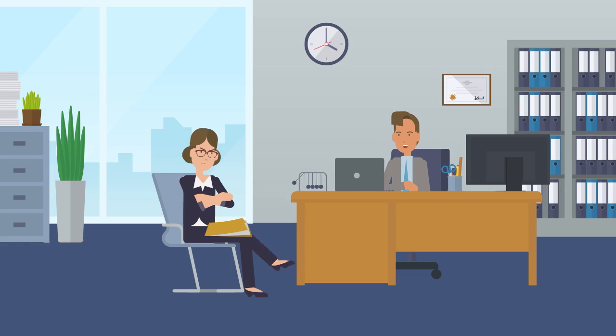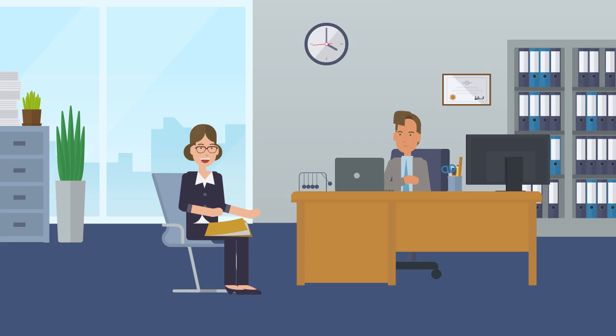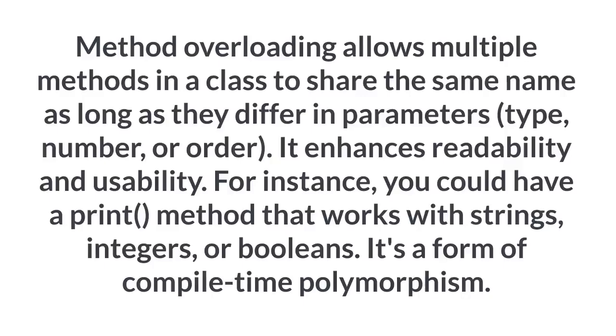What is method overloading in Java? Method overloading allows multiple methods in a class to share the same name as long as they differ in parameters: type, number, or order. It enhances readability and usability. For instance, you could have a print method that works with strings, integers, or booleans. It's a form of compile-time polymorphism.